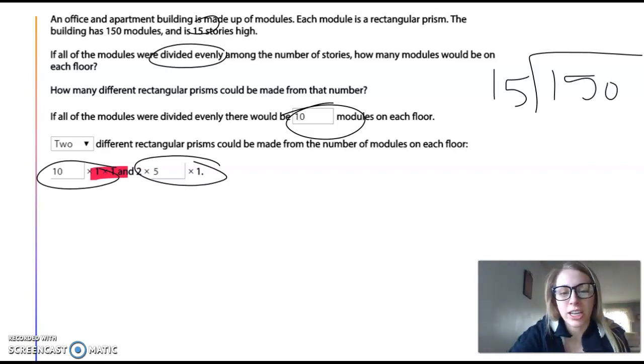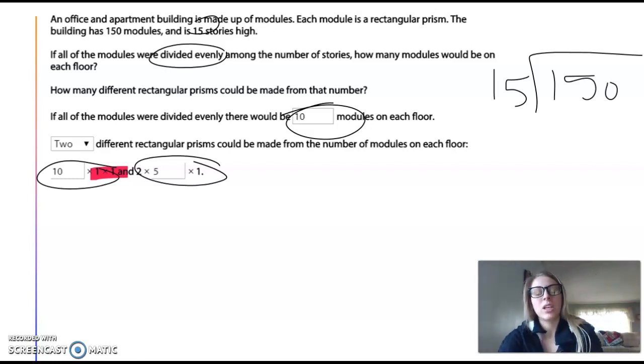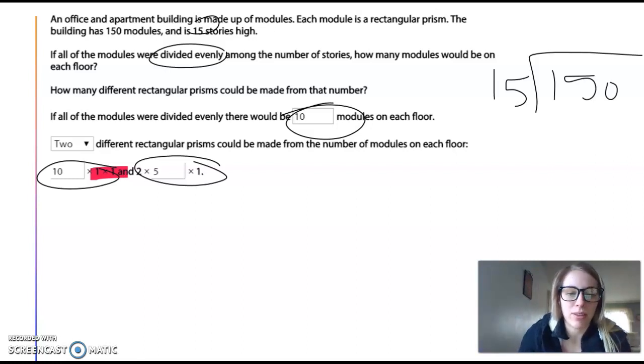This one was a little bit trickier. The missing number was in the middle. So we go 2 times blank times 1. In my head, I know that 2 times 1 equals 2. So then I think, what times 2 equals 10? And I knew that my answer had to be 5 there.